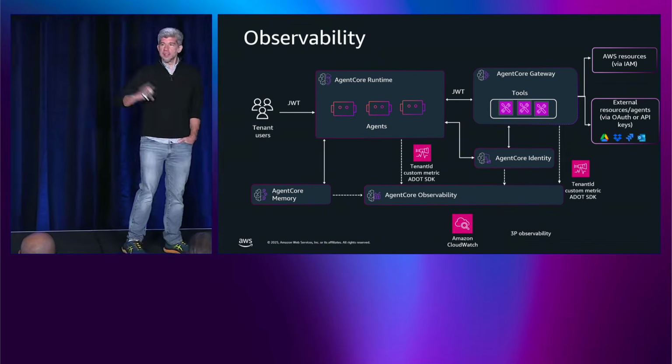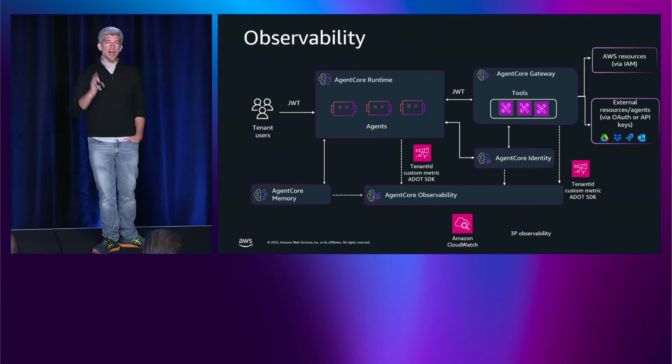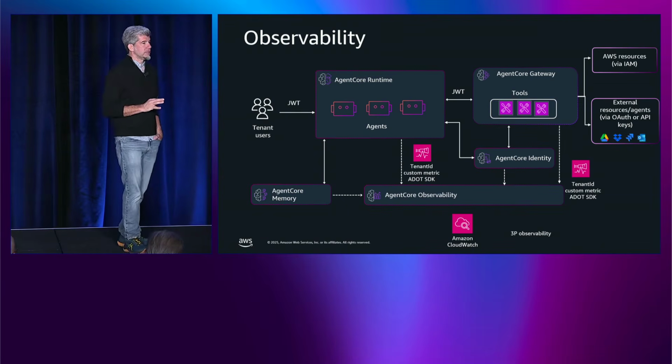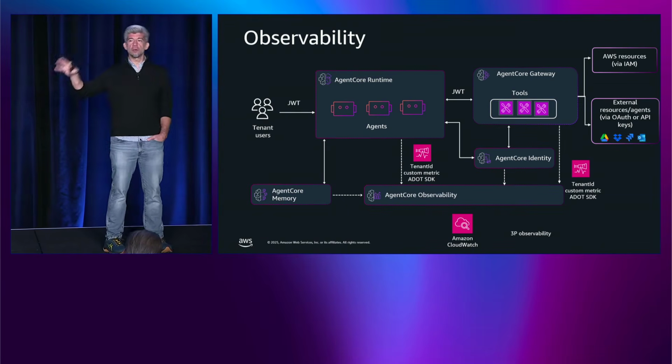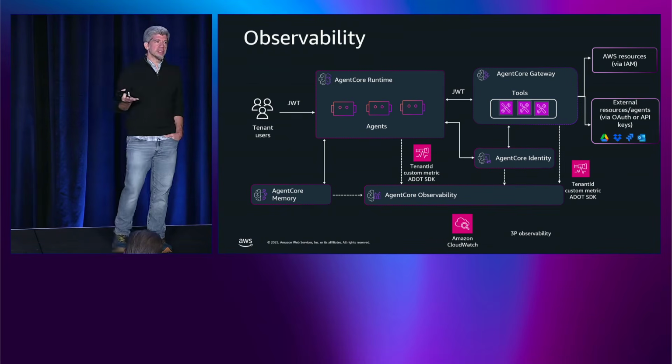Now, this is a bit of a rant. Tenant ID is not a first-class concept in observability. It isn't for CloudWatch. It isn't for our third-party solutions. It rarely is anywhere. And this kind of makes sense. Not everything is a SaaS solution, right?